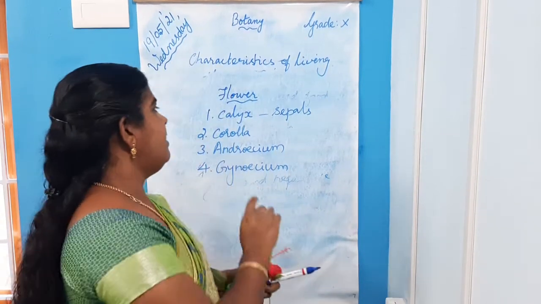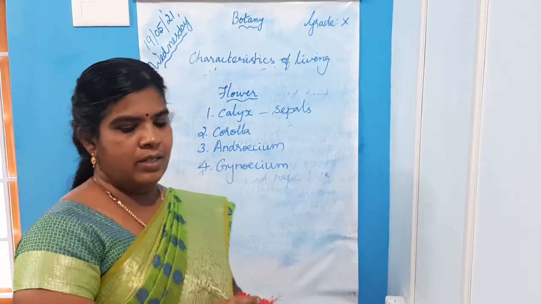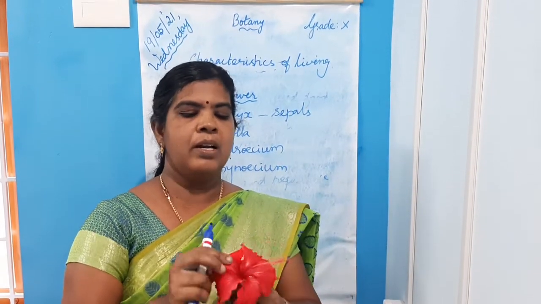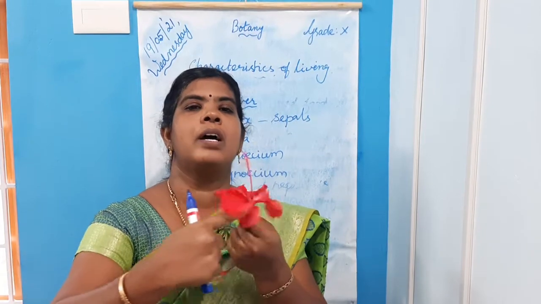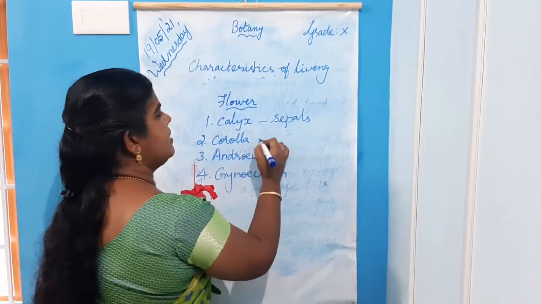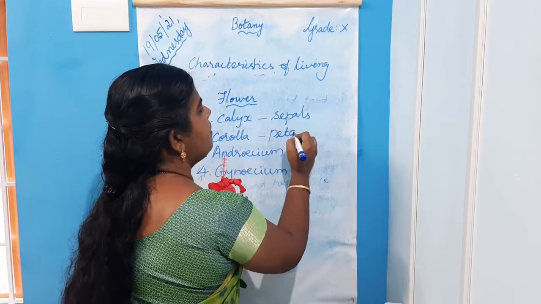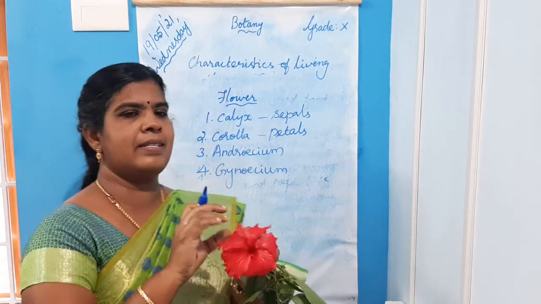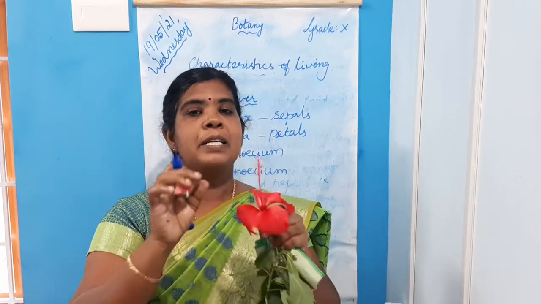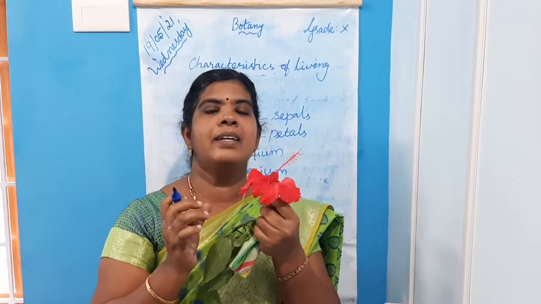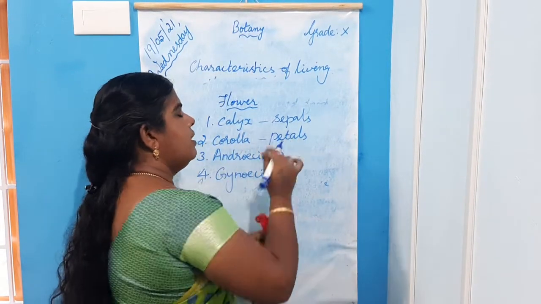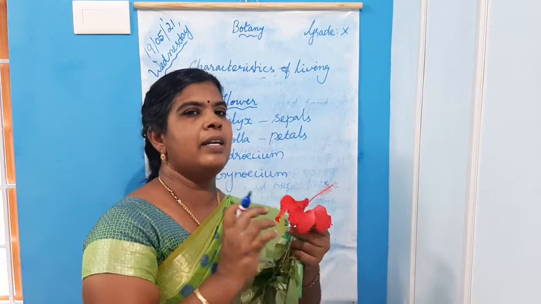What is the second whorl of the flower? Corolla, isn't it? The second whorl of the flower is called corolla. It consists of the individual units called petals. These petals are brightly colored. They attract the insects for pollination.